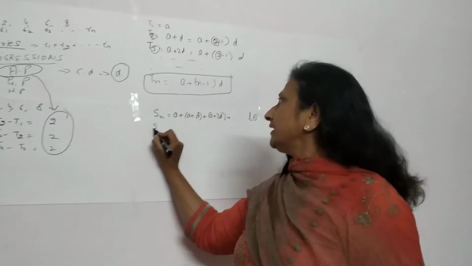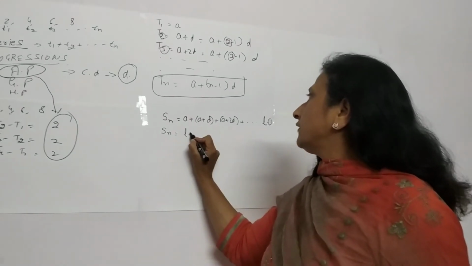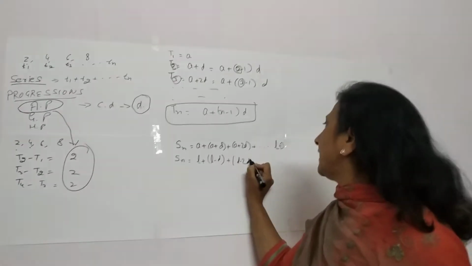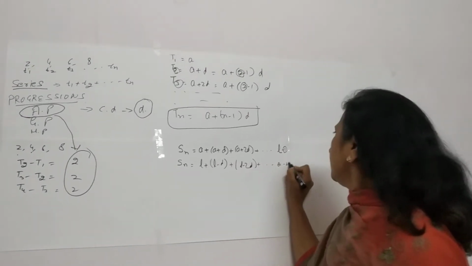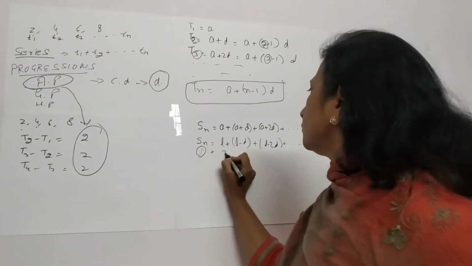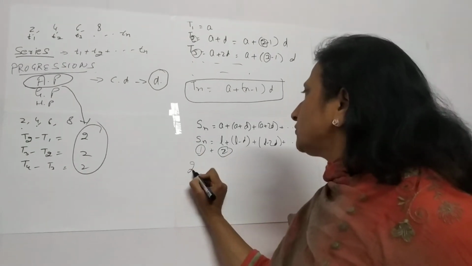So, rewriting in the reverse order, what we will observe is L, L minus D, likewise continuing, L minus 2D. So I can write it up till A. Now, adding 1 and 2, what we will get? We will get twice of Sn.